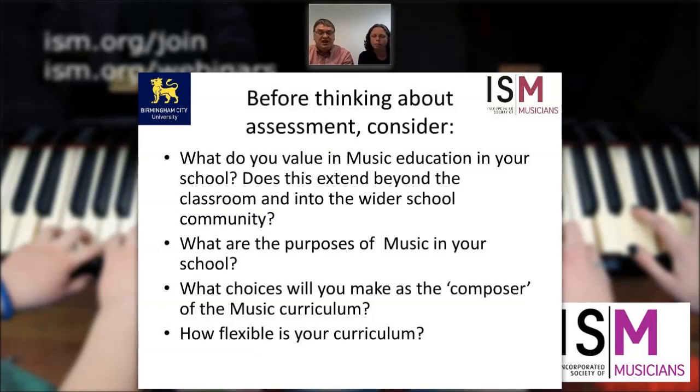What have you chosen in, if that's not really bad English, which means that you've had to leave something out in order to put in the things that you've chosen. So what choices are you making? And then onto the final one, how flexible is your curriculum? What happens if you decide that something should be in? How are you able to deal with that? And what can you do?